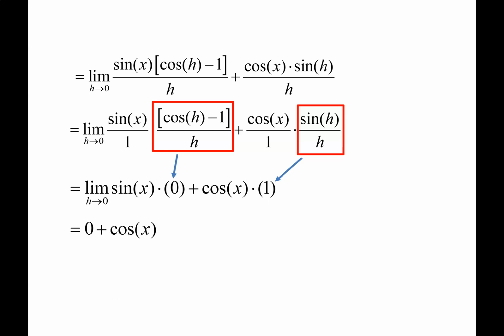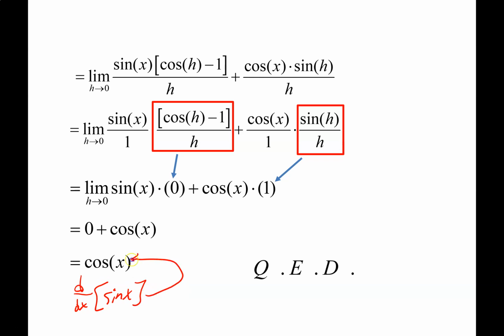So I get limit as h approaches 0, sine x times 0, which is 0, plus cosine x times 1, which is cosine x. So therefore, the derivative with respect to x of sine x is cosine x. QED, for those of you that want to learn a little Latin, stands for quod erat demonstrandum, meaning thus it is demonstrated, thus it is proven.